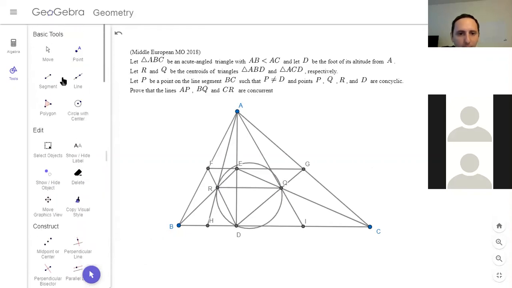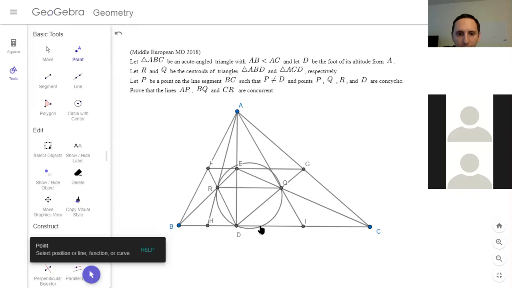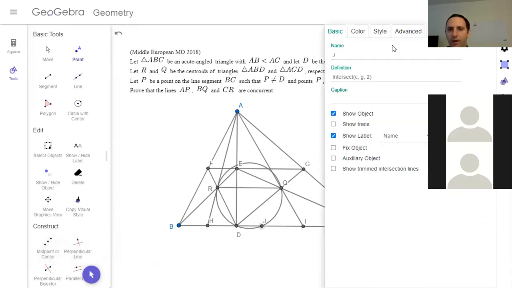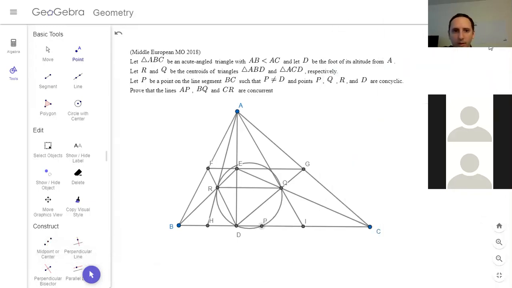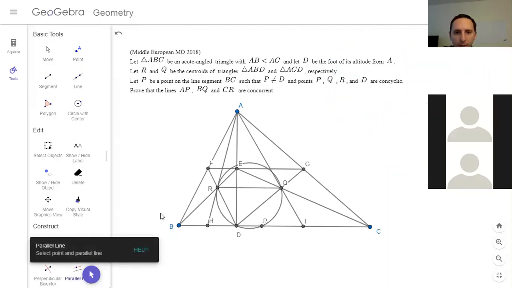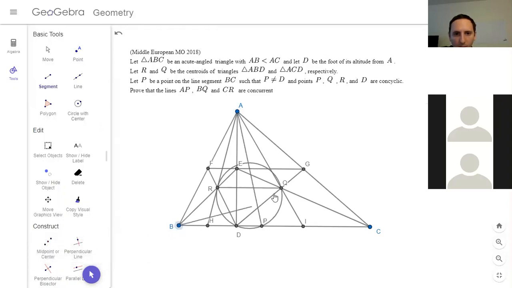So P, yeah, it makes an isosceles trapezoid with D, Q, and R. We want to show that AP, BQ, and CR are concurrent. Interesting. So it kind of feels bashable. I don't know if there's a... There exists a solution from Menelaus and Ceva, obviously, I think.